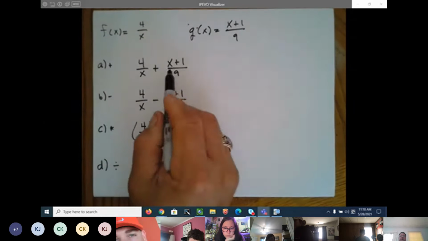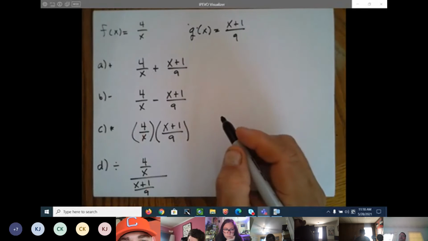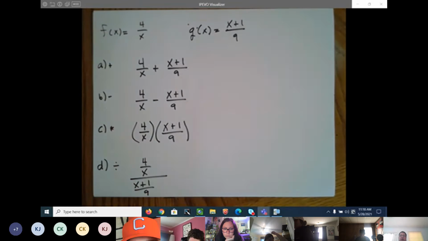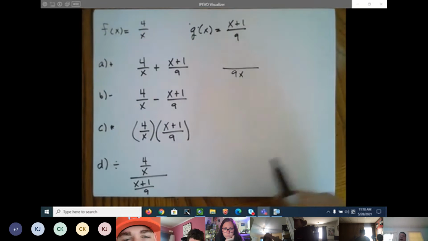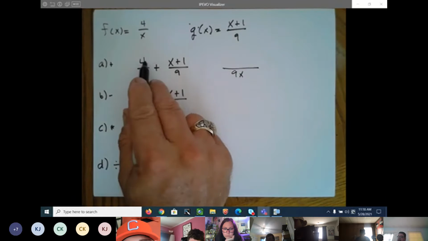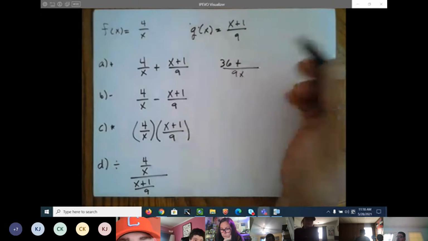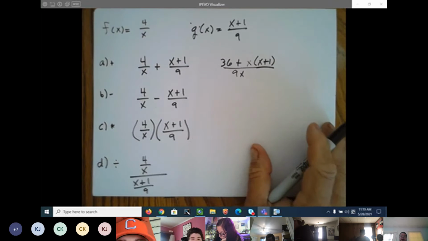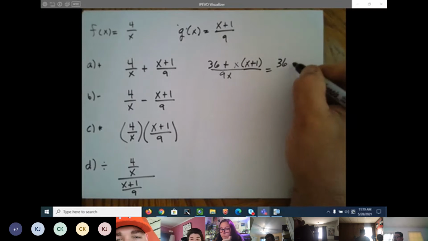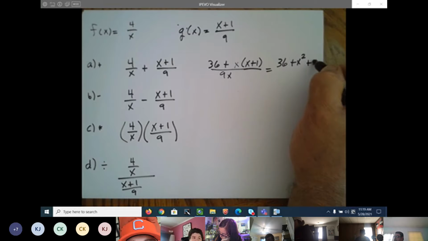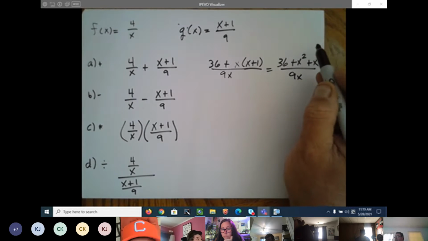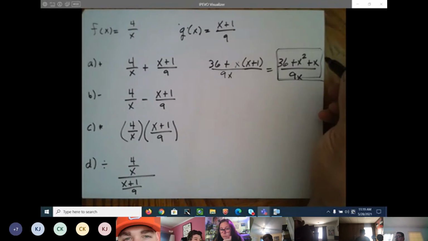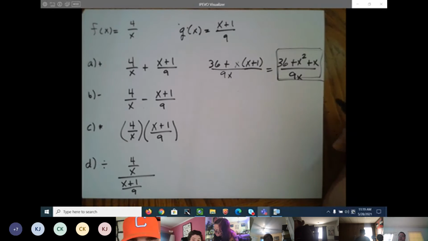What do you have to have in order to add any fractions? Same denominator. You got to have a common denominator, which is 9x. x will go into 9x 9 times. 9 times 4 is 36. 9 will go into 9x, x times x plus 1. Now just do the algebra. 36 plus x squared plus x over 9x. Now, I don't know if they want to go that far, but that's what I would do. Of course, you could turn it around, make it x squared plus x plus 36 over 9x.